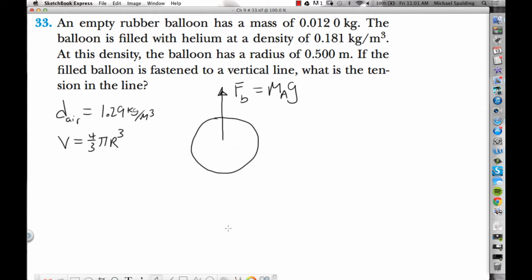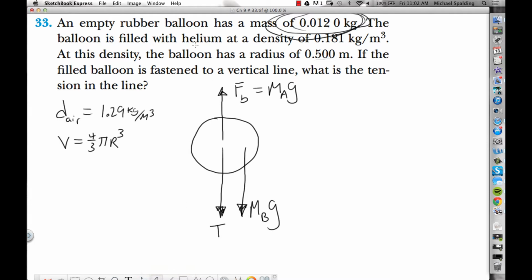All right, now, what are the down forces? Well, the balloon is attached to a rope, and that rope is holding the balloon down, so we have tension down. What else do we have down? mg, the mass of the rubber balloon itself, which is given right here. Just the rubber itself, so we'll put mg down for the balloon. Mass of balloon times gravity. And then there's one more.